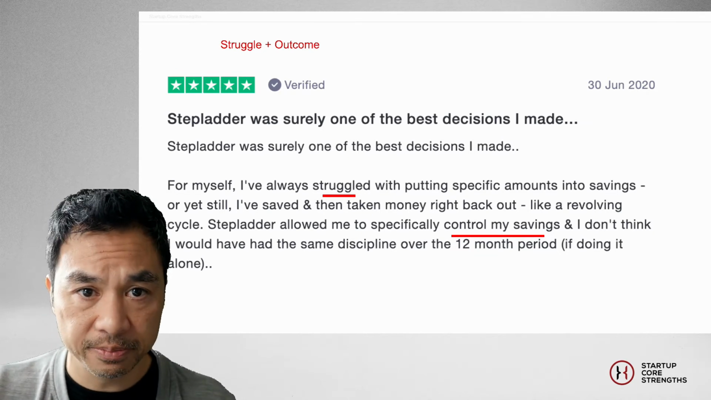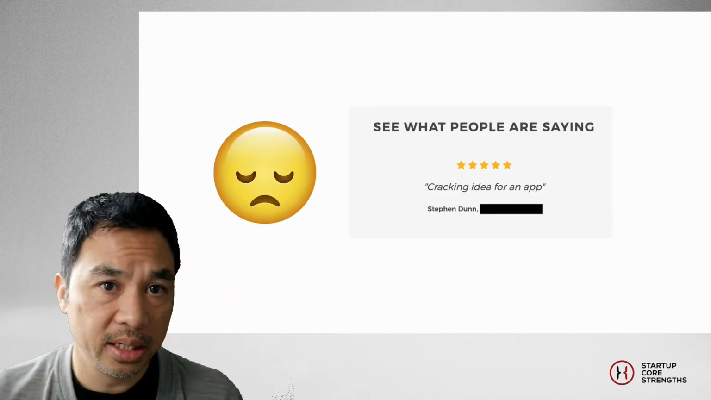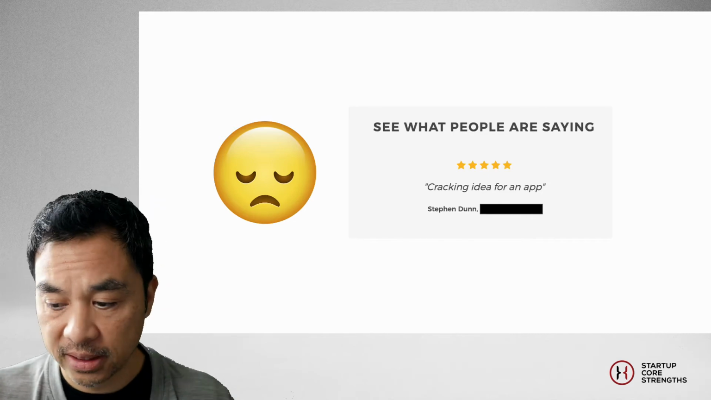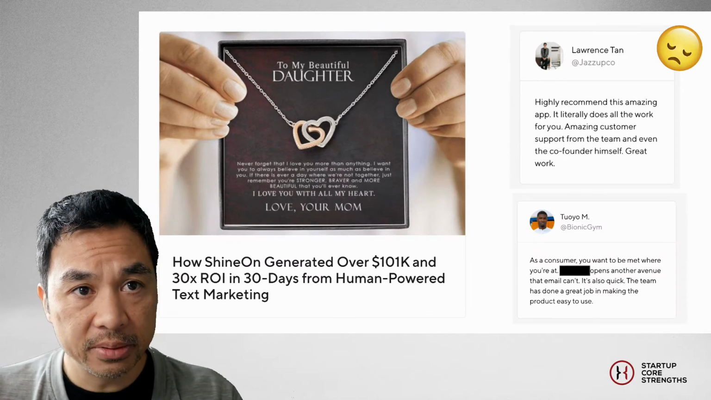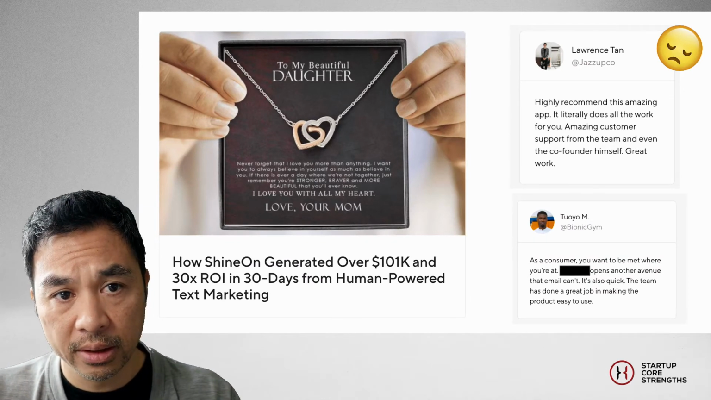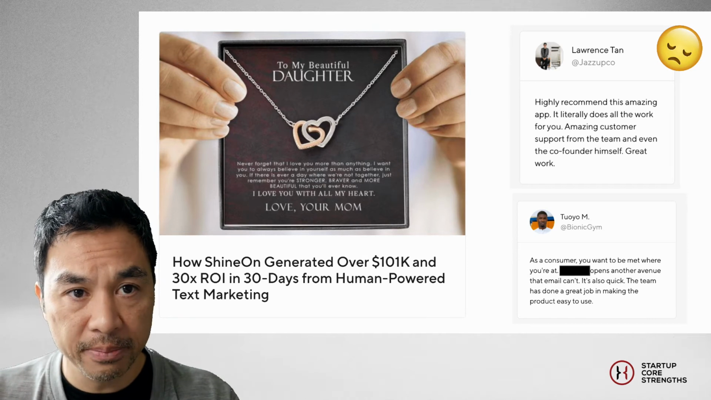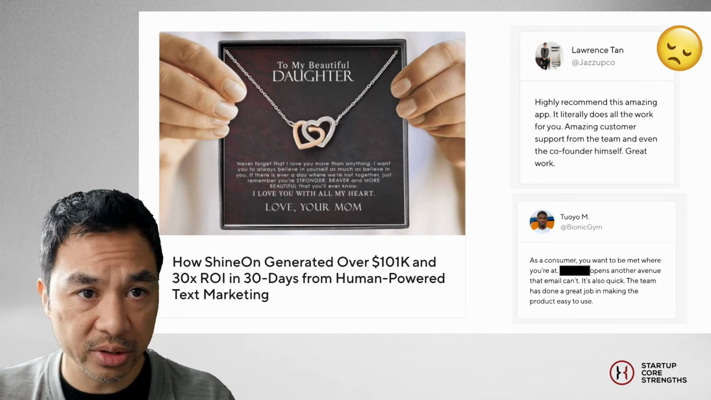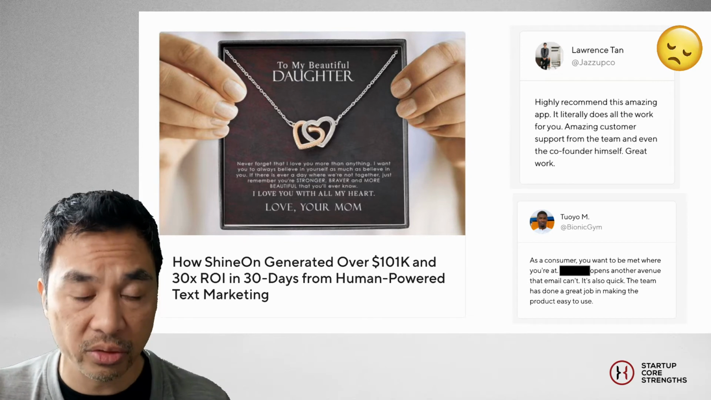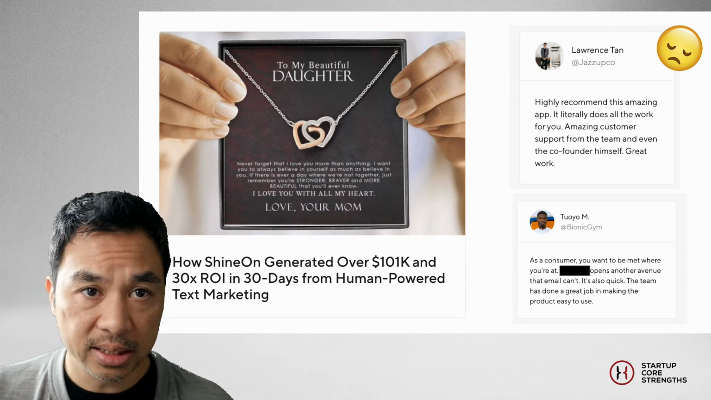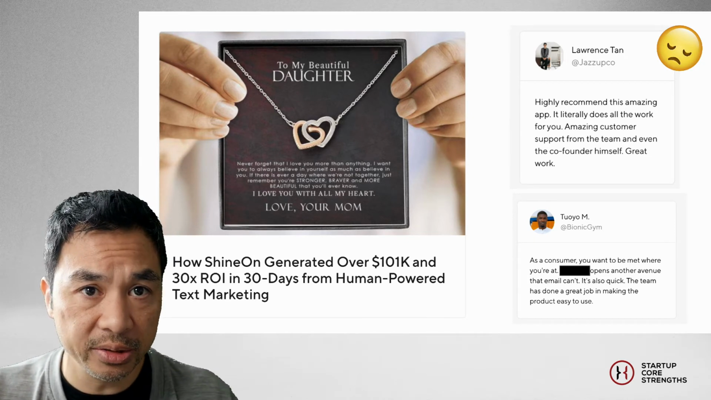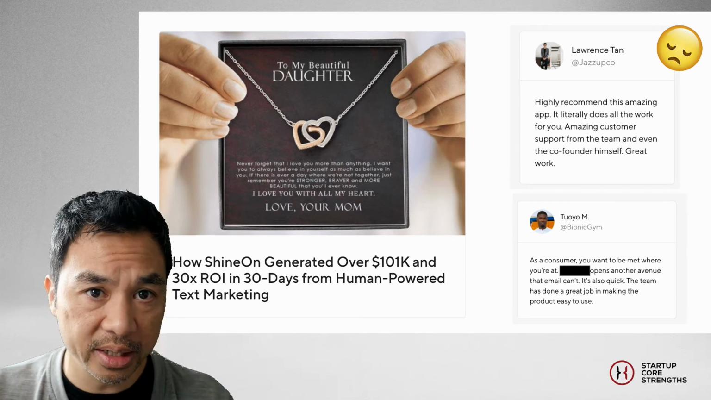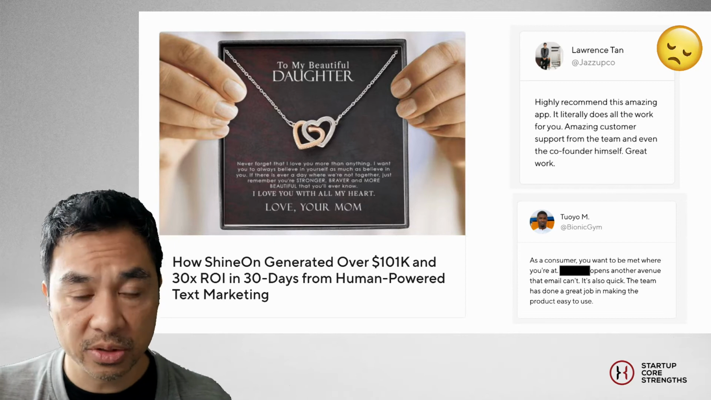To reinforce that central message. Here's a bad example. This testimonial just does nothing, right? Cracking idea for an app. Another bad example is this one, where actually their case studies have amazing numbers, right? Amazing metrics where it says 30x ROI in 30 days. That's incredible. But that's buried under case studies somewhere. But when you look at the testimonials that are highlighted, again, they don't really do anything. Highly recommend this amazing app, great customer service, blah, blah, blah. The other one, again, is around the team and customer service.